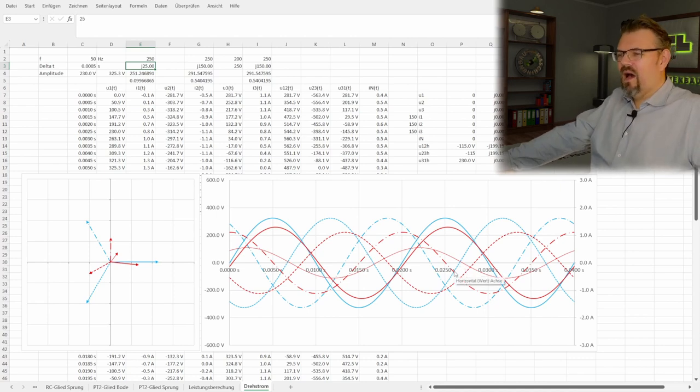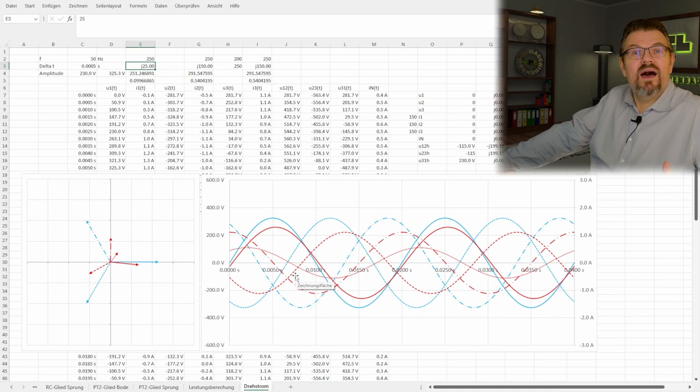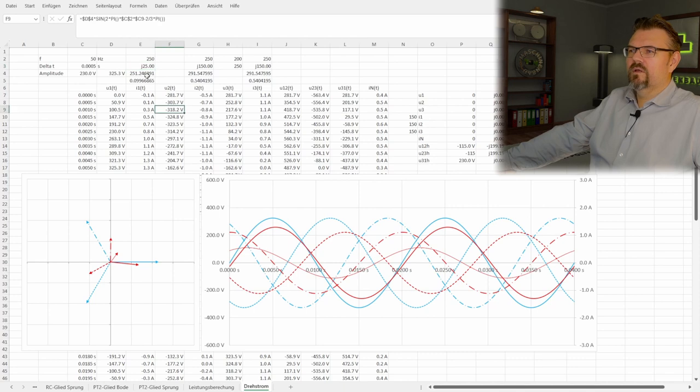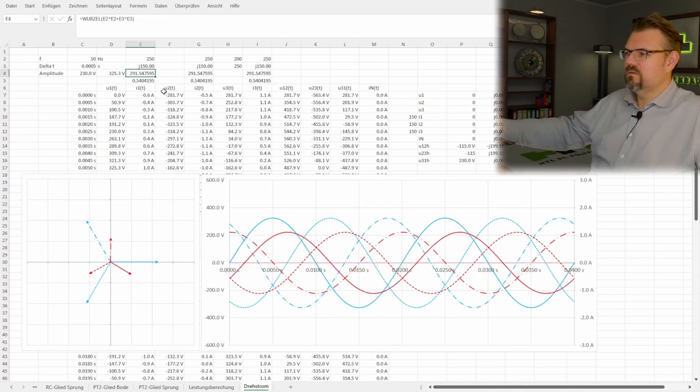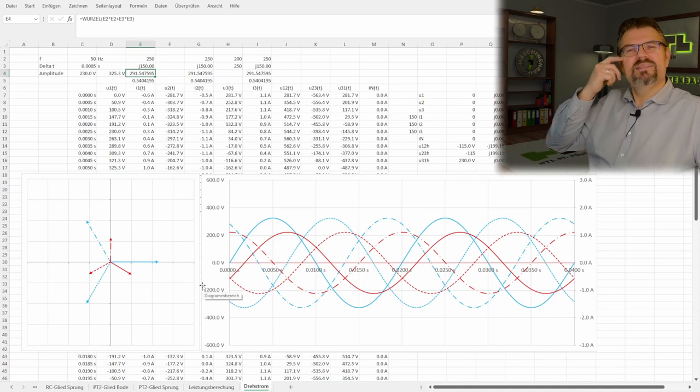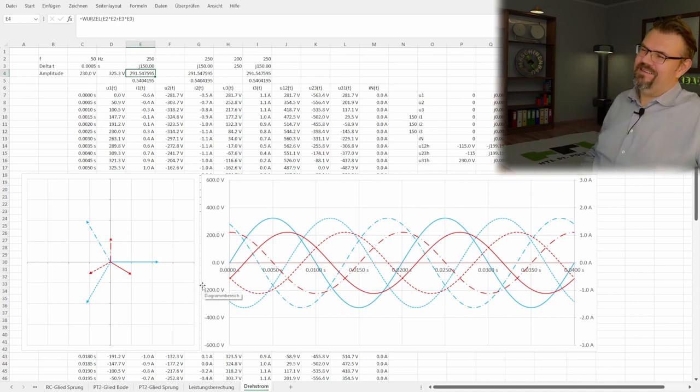This is how a neutral line current is generated by the other currents. If the neutral point is connected, the star point is connected, and we have a neutral line, then it's looking like this. Now again, go to symmetrical load. Now everything is balanced. Level again.